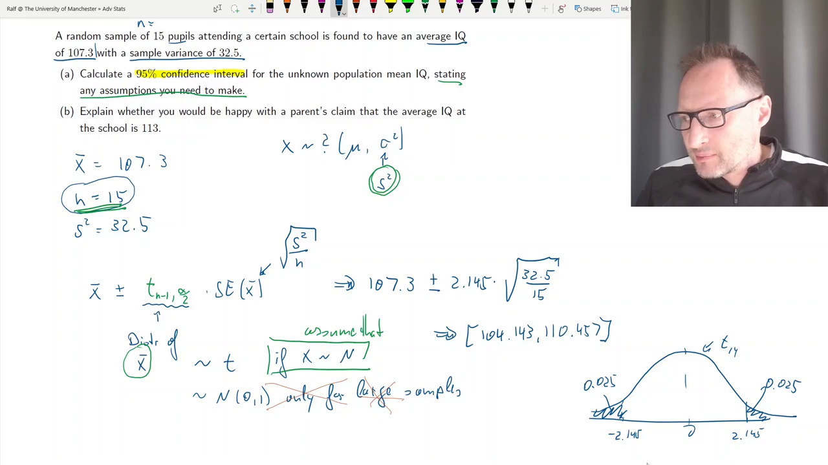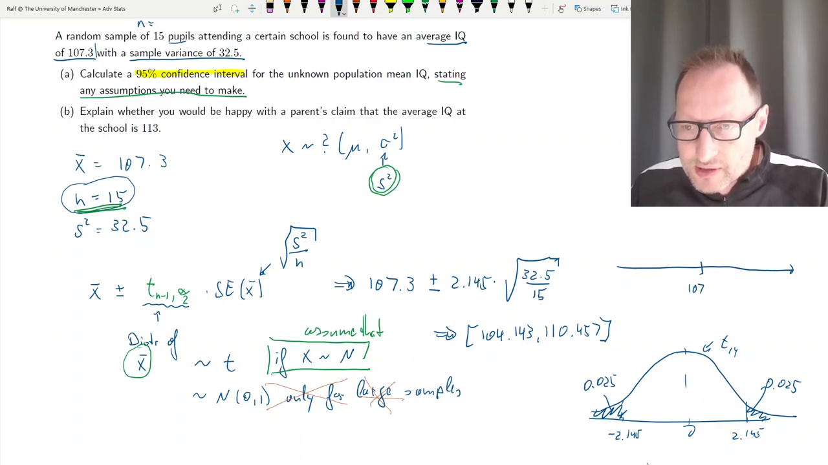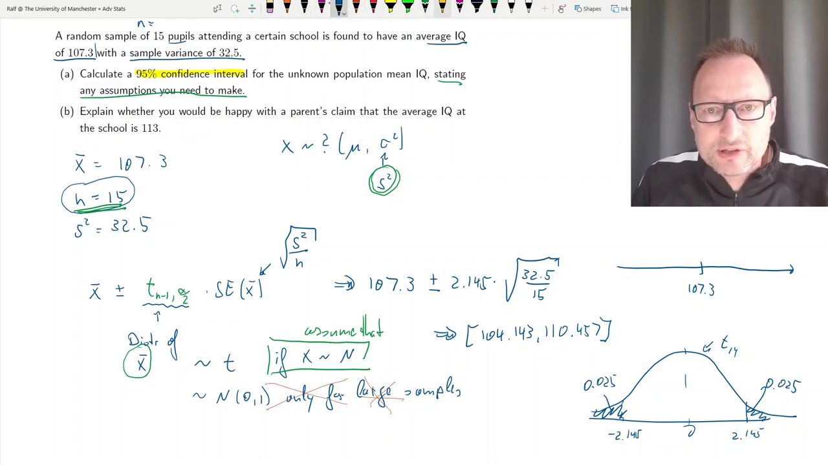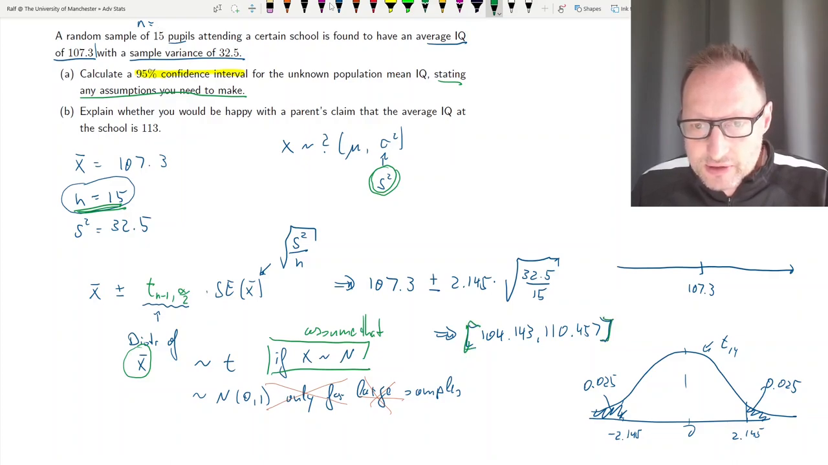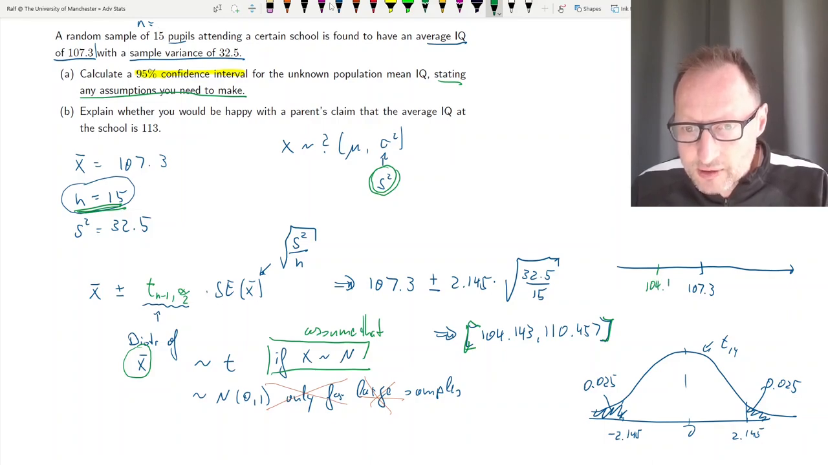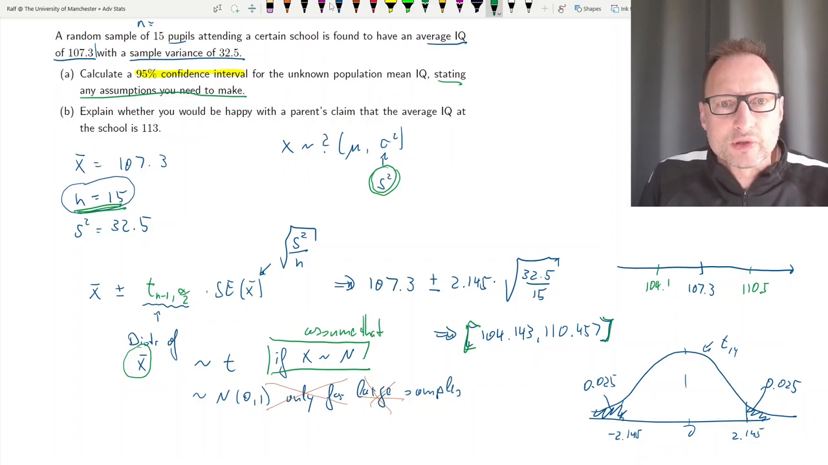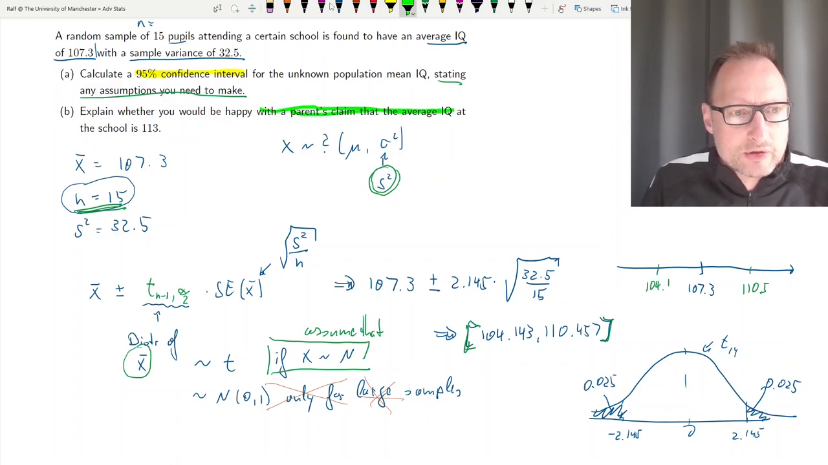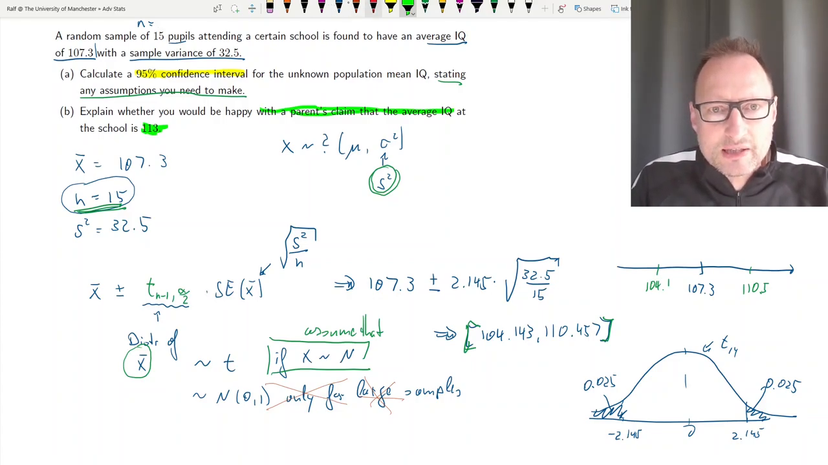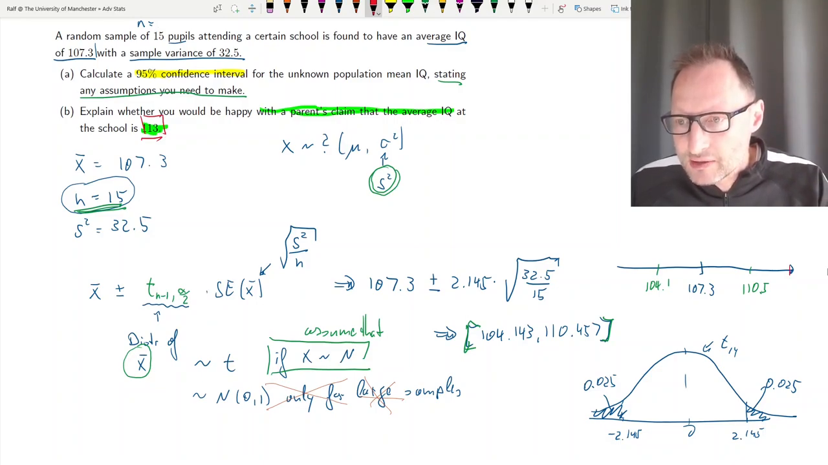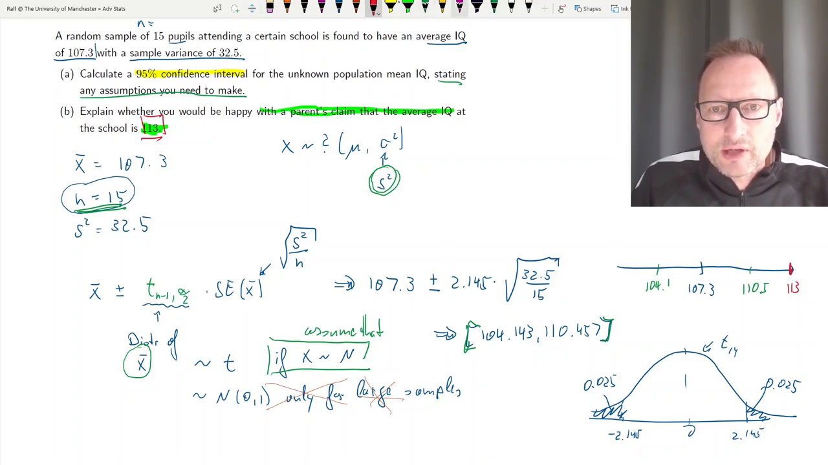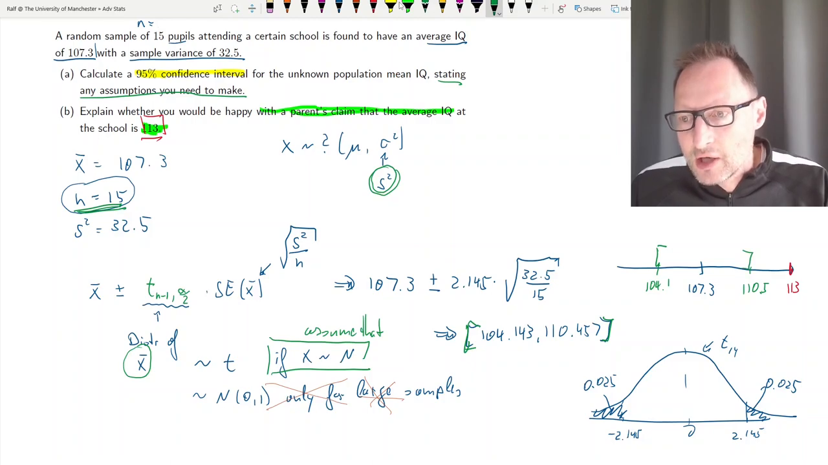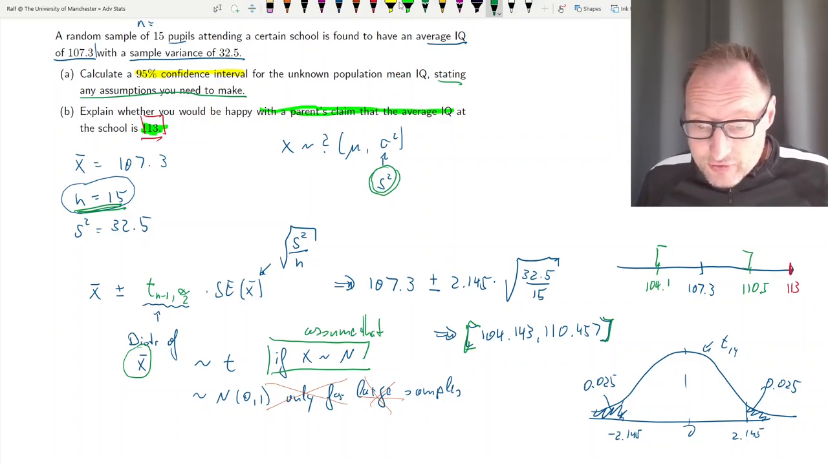Let's draw a line here. So here we have a line. We have our sample average of 107.3. And then that confidence interval, let's give it a little green color, of 104.1 to approximately 110.5. So now, let's move to part B of the question: explain whether you would be happy with a parent's claim that the average IQ at the school is 113. Well, 113, that value here, is somewhere over here, right? That would be 113. Our 95% confidence interval is here. So we would say, well, that 113, that's outside our confidence interval.